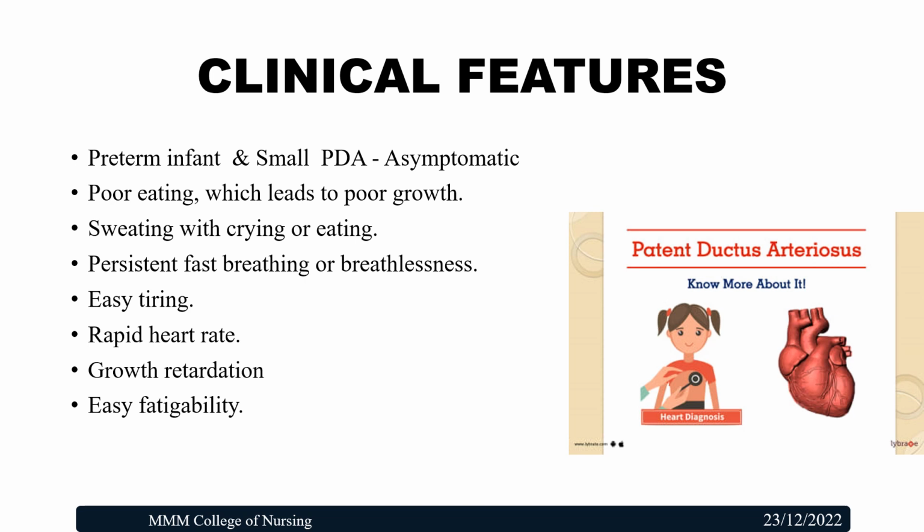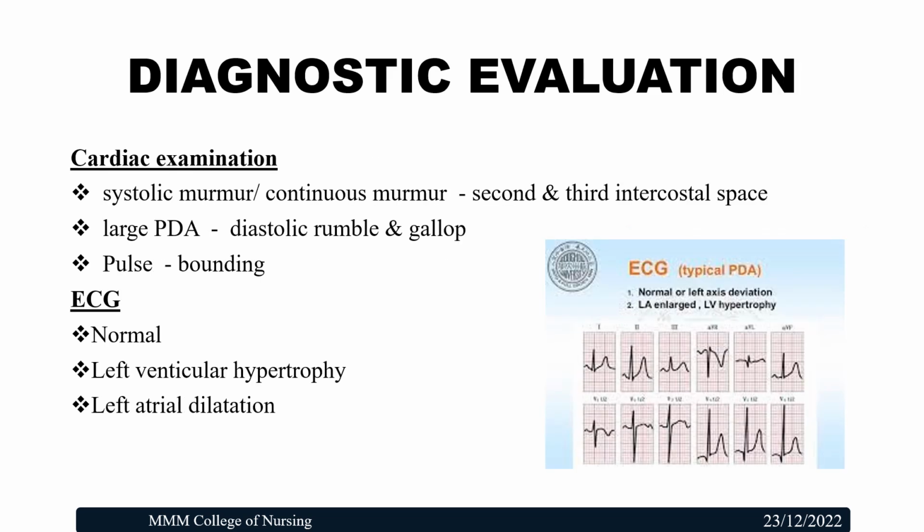Poor eating, which leads to poor growth, sweating with crying or eating, persistent fast breathing or breathlessness, easy tiring, rapid heart rate, growth retardation, easy fatigability. That is, the child will become fatigued easily. These are the clinical features of patent ductus arteriosus.